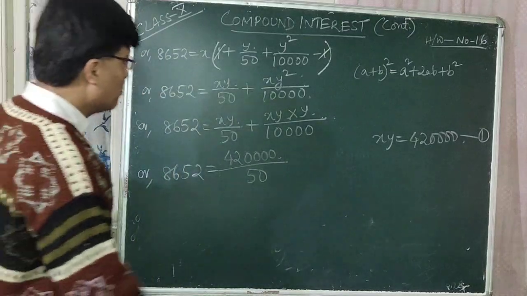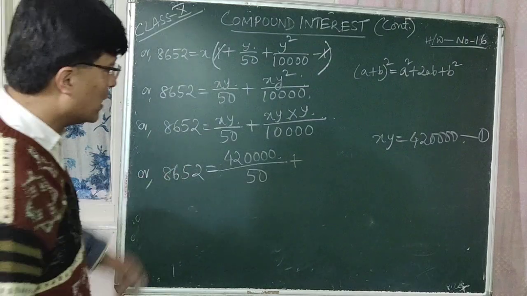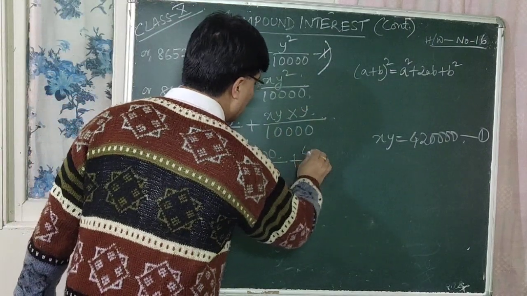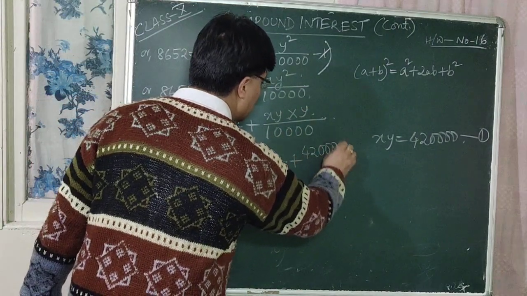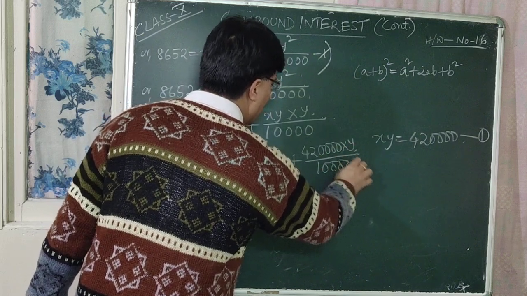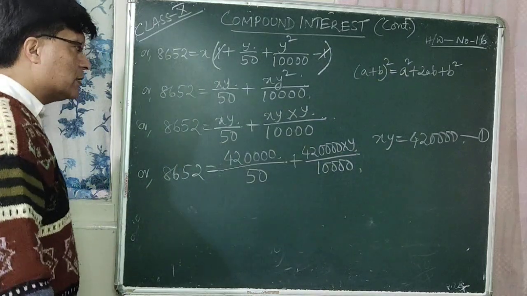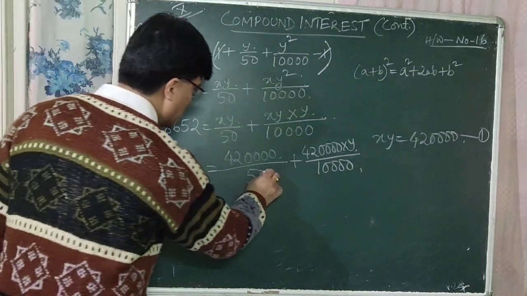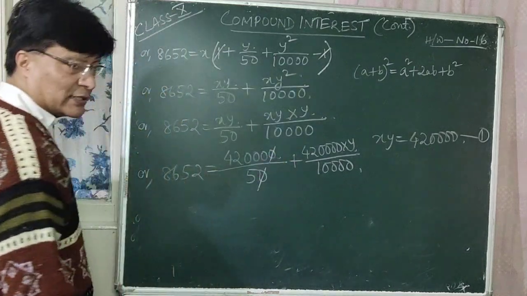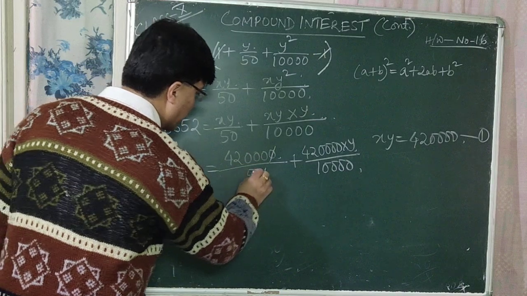Right. Plus here also you have to substitute for xy. What was the value for xy? 4, 2 and how many zeros? 4 2 0 0 0 0 into y divided by 1 and 4 zeros. Right? So let us simplify it. The zeros get cancelled. So you can cancel these 4 2 and 3 zeros by 5.